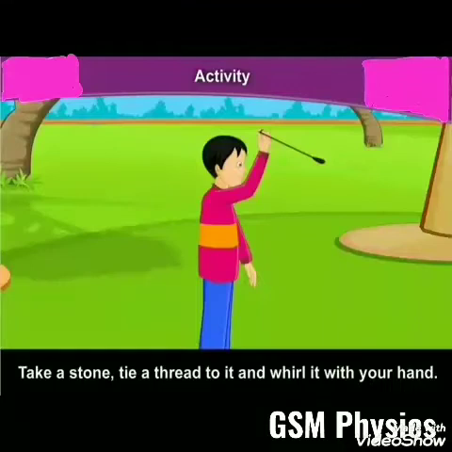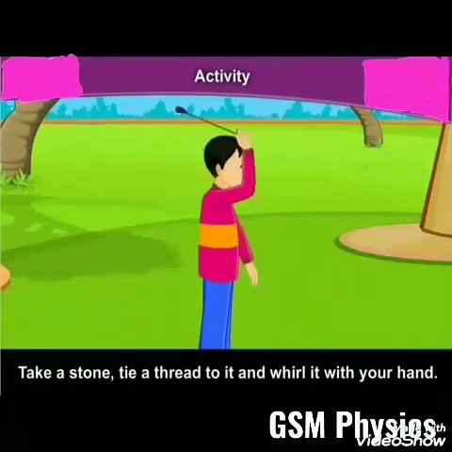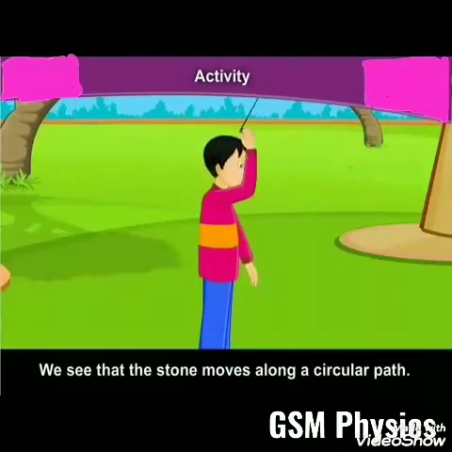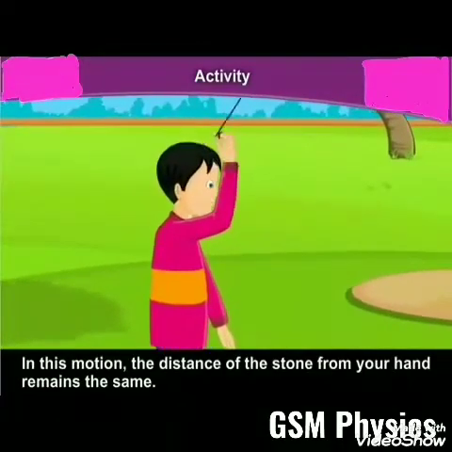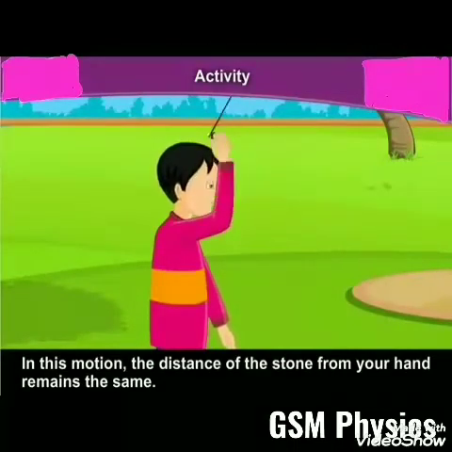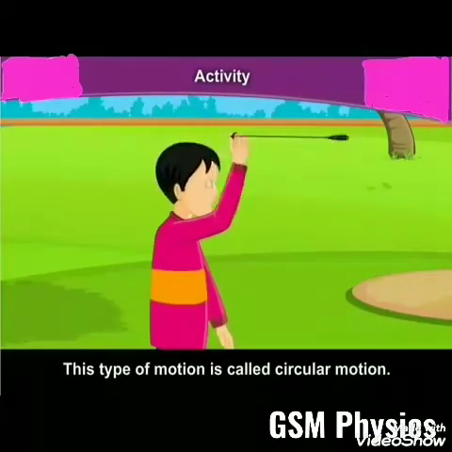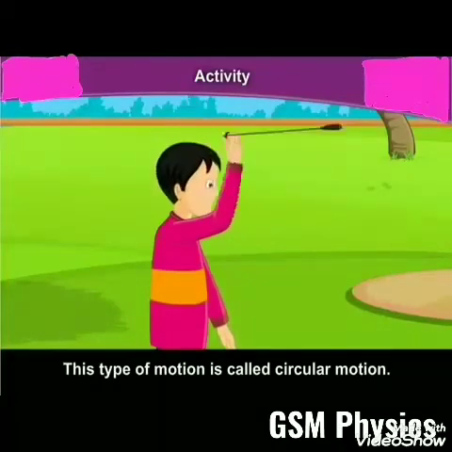Then we are going to do an activity. Take a stone, tie a thread to it and whirl it with your hand. Observe the motion of the stone. You see that the stone moves along a circular path. In this motion, the distance of the stone from your hand remains the same. This type of motion is called circular motion.